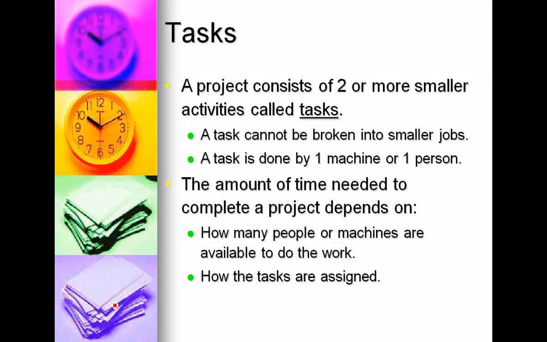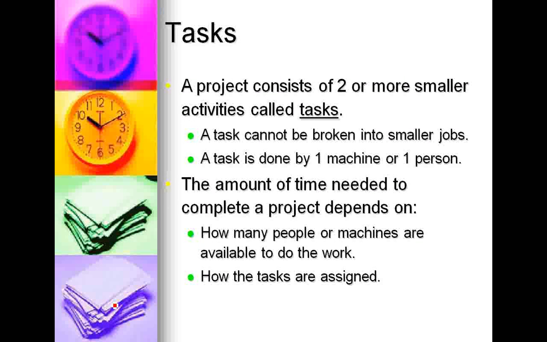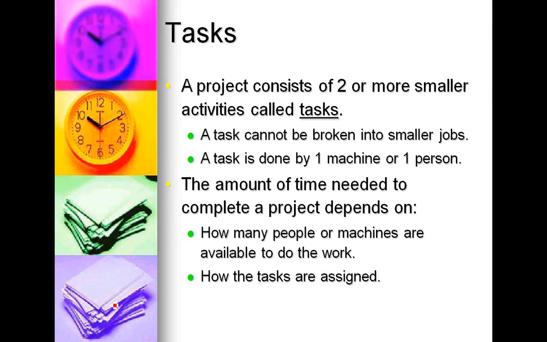Okay, first thing, pretty much most of 7.1 is just looking at some vocabulary, so there's going to be a lot of me just reading things and explaining them to you. So first of all, a task. A project is made up of two or more smaller activities, and those activities are called tasks. And tasks cannot be broken down into smaller jobs, and one machine or one person, which you'll learn a little later on, which is called a processor, is in charge of doing that task.